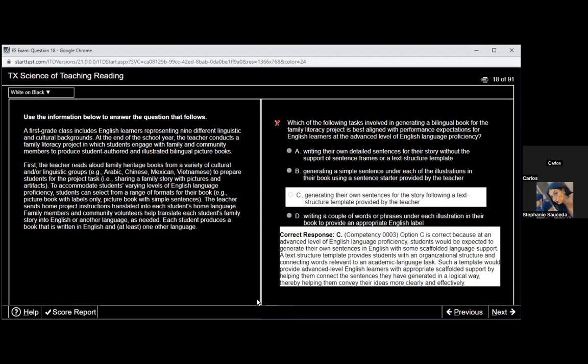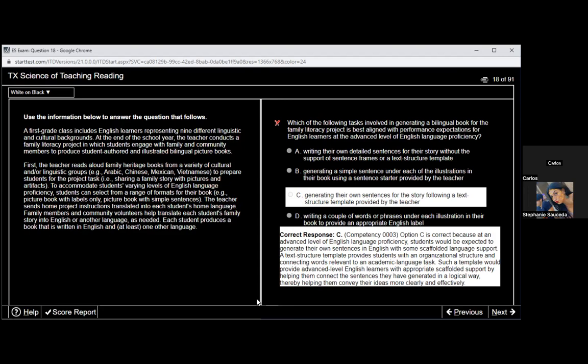So the fact that it's 9, it's not like she's going to have 9 different lessons or 9 different things. It just means that she's going to put in a lot of supports, and the activity is going to be nuanced to include everyone. So it's the end of the school year, which is a time marker, right? It takes place not at the beginning, not at the middle, but at the end. She conducts this family literacy project in which the students engage with family and community members to produce. So each student is engaging with both their family and their community members.